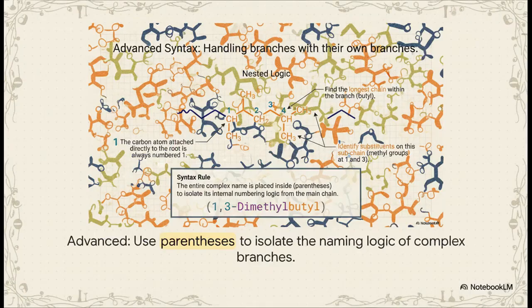Sooner or later, you're going to find branches that have their own little branches, and the system handles this with this really elegant nested logic. What you do is find the longest chain within the branch itself, number it starting from the carbon that's attached to the main parent, and then you put the entire name for that complex branch inside parentheses. It acts kind of like a folder, keeping its own internal numbering, completely separate from the main chain.